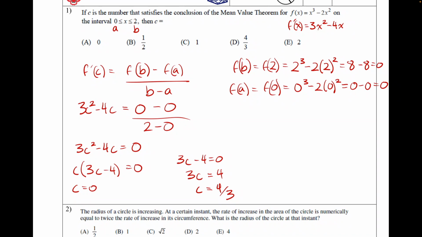Between A and D, what is our answer? It's between 0 and 2. I feel like both of those are valid answers.